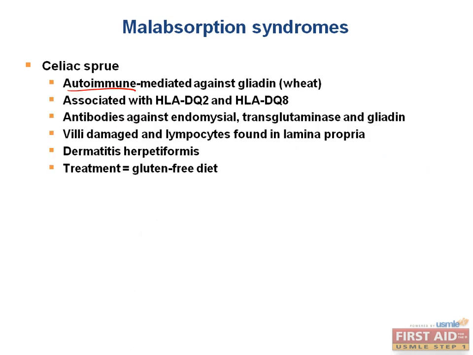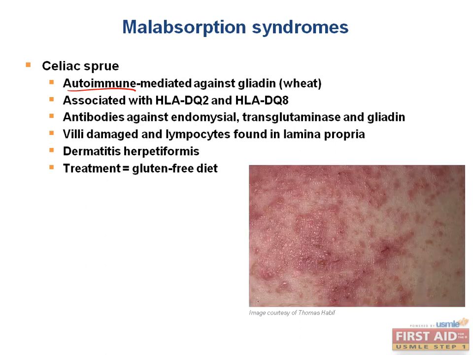Celiac sprue is basically an autoimmune disease in which autoantibodies recognizing gluten form and cause symptoms when patients eat wheat or certain grains. It is usually limited to the proximal small bowel. These patients can have a skin rash known as dermatitis herpetiformis, which you can see here, and they have a moderate increased risk of malignancy.